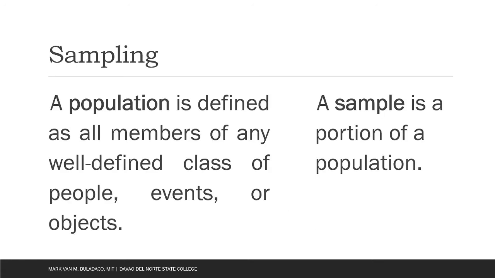So we already defined that a population is defined as all members of any well-defined class of people, events, or objects. So mostly people, because they are our respondents or participants of the study. So let's say, for example, there are 300,000 high school students in Region 11. So that is basically your population. And we get a portion of those 300,000 as your sample of your respondents or your participants of your study.